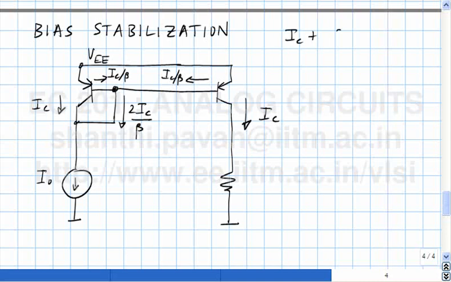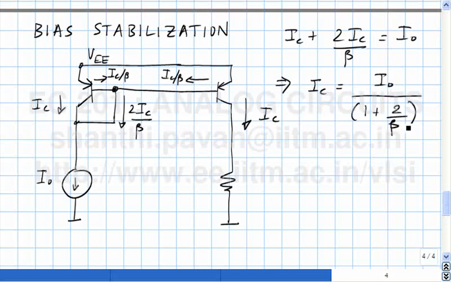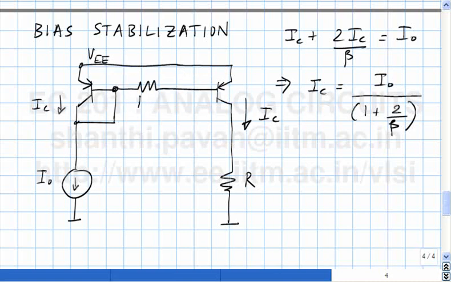IC plus 2IC by beta must be equal to I naught, which means that IC must be I naught divided by 1 plus 2 by beta. If beta is large, we see that IC is the same as I naught, and this is nothing but a PNP current mirror. And if you want to add an incremental signal, what you will do is the usual thing.